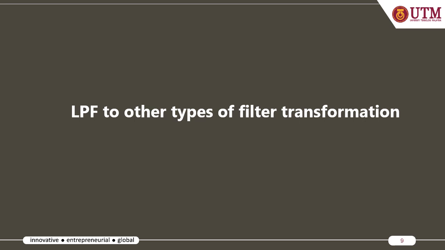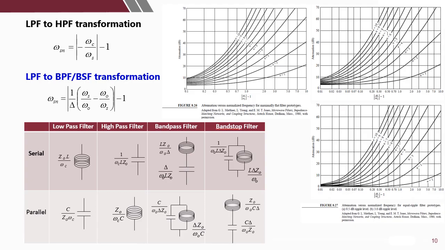Good. Let's move on to what happens to the step 2 normalized low pass filter circuit if you have to design other types of filter, for example, high pass filter, band pass filter, or band stop filter. If you have to design a high pass filter from the low pass filter, then you have to consider the omega n for the high pass filter.